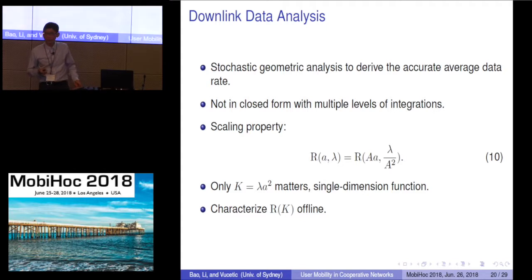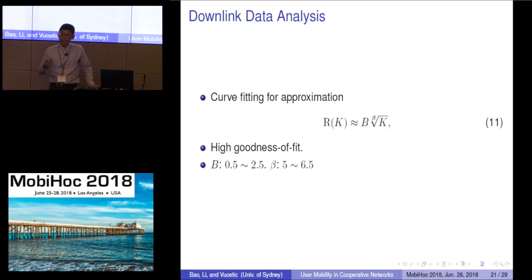So we don't want to directly use them, because expressions with multiple levels of integration do not give us much insight. But the good thing is that we still have this scaling property. If we multiply A by capital A times, and we divide the lambda by capital A squared times, they are equivalent. So in that case, only K, which is equal to lambda A squared, matters. So we can see this data rate just like a single dimensional function. So we can characterize this R(K) in an offline fashion, and then we can also use curve fitting to approximate this data rate.